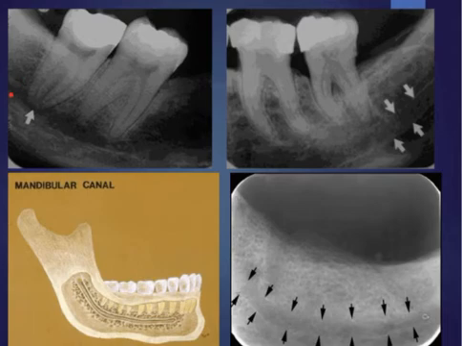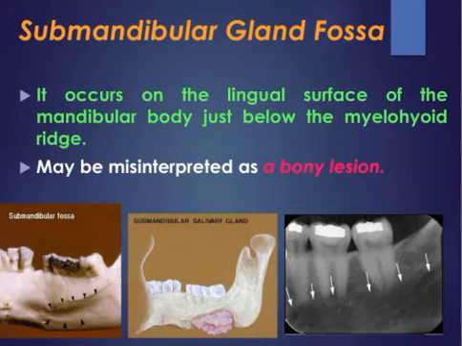Radiolucency surrounded by radiopaque margins: a radiopaque margin on the upper side, and a radiopaque margin on the lower side. Here again, you see an edentulous mandibular ridge with a radiopaque upper margin, a radiopaque lower margin, and the radiolucency in between.